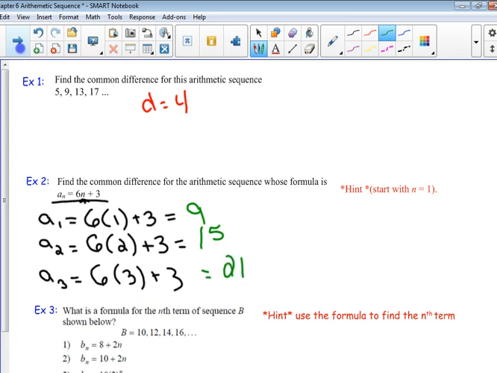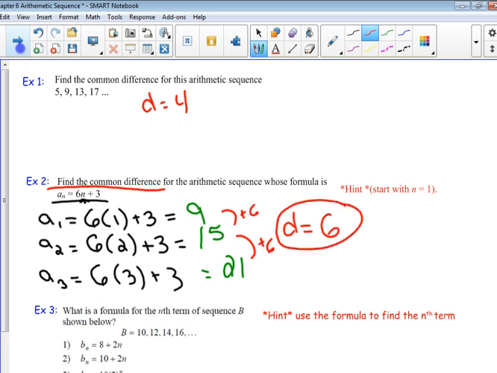Great. Okay, now we can look to see, because our real question asked us to find the common difference. So what was going on between each of our terms? Adding 6. Great job. All right, so since you guys were adding 6 each time, the common difference is going to be 6.